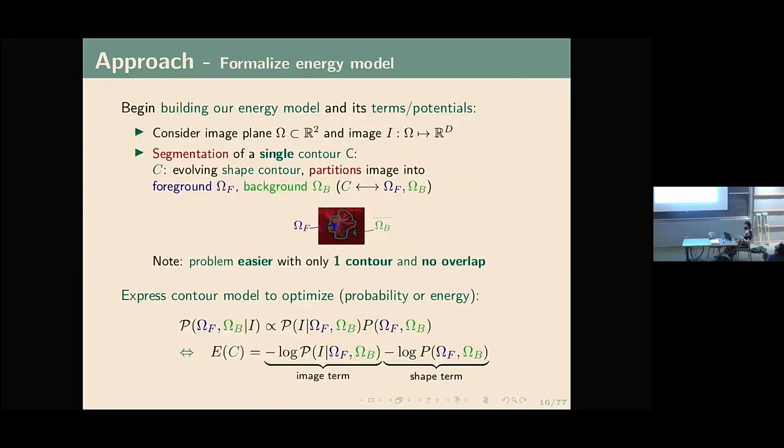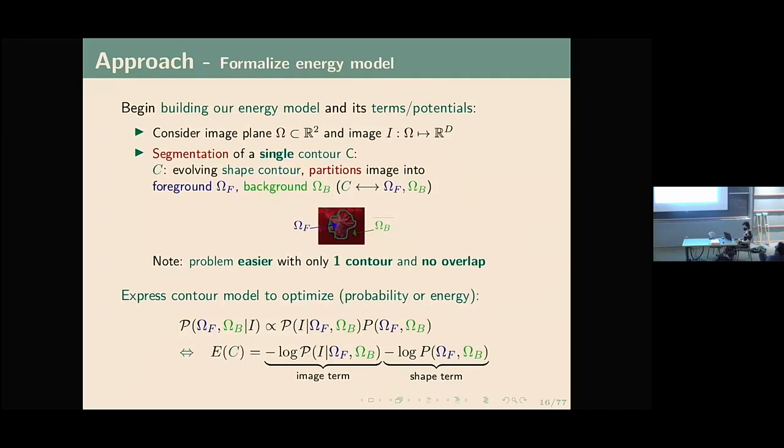So let's formalize things and begin building our multi-term energy model piece by piece. Consider a two-dimensional image plane omega and a d-dimensional image I defined on that plane. Next, consider a shaped contour evolving within the image. So we can see that would be a contour that is evolving, simple illustration, into two regions, the foreground and the background. So the foreground is omega f, and that's the background, and the contour, which I just showed you.